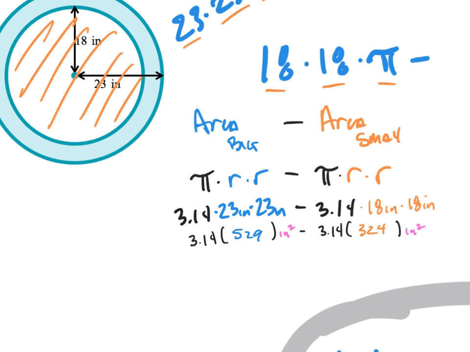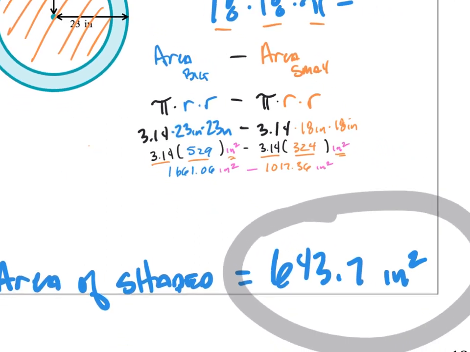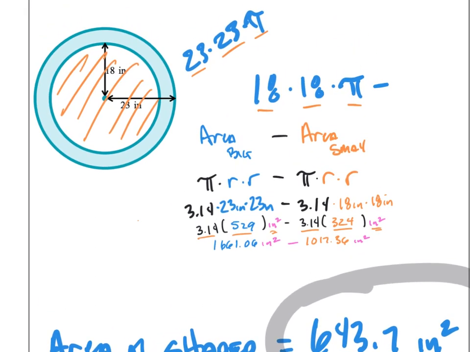Hopefully you're seeing some patterns here, because that means your brain's starting to pick up on things you're really going to want to use next year. So we have 3.14 times 529 inches squared, and 3.14 times 324 inches squared. Now we're just going to simplify those. That means we have 1,661.06 inches squared minus 1,017.36 inches squared. I've noticed a couple things here that help me predict my answer. And I wind up with 643.7 inches squared as the area of the shaded area.